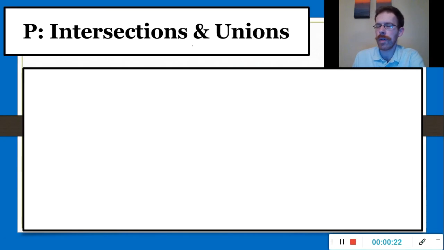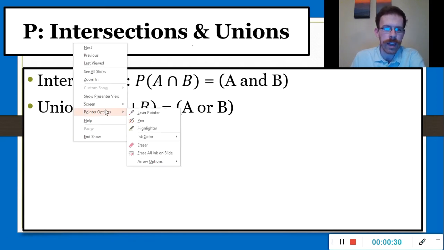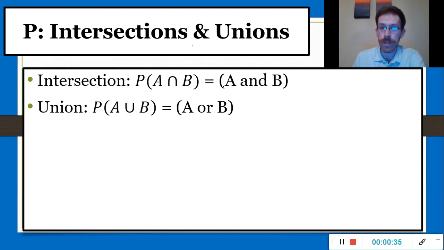Today we are going to talk about intersections and unions, and back into our probability with independent and dependent probability. One thing I want you to remember is that intersections and unions for us today should be a review: an intersection would be something that is both A and B. A union is something that is A or B.